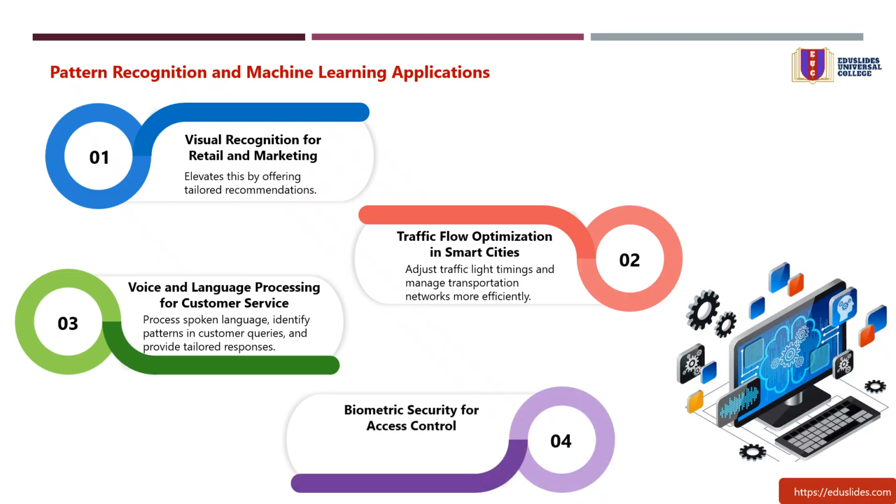4. Biometric security for access control. Biometric authentication, which relies on pattern recognition to identify physical characteristics such as fingerprints, facial features, or retina scans, is gaining ground in corporate security. These systems are widely used for secure access to buildings, devices, and sensitive data. By reducing the risk of unauthorized access, businesses can safeguard critical assets and mitigate potential security threats.